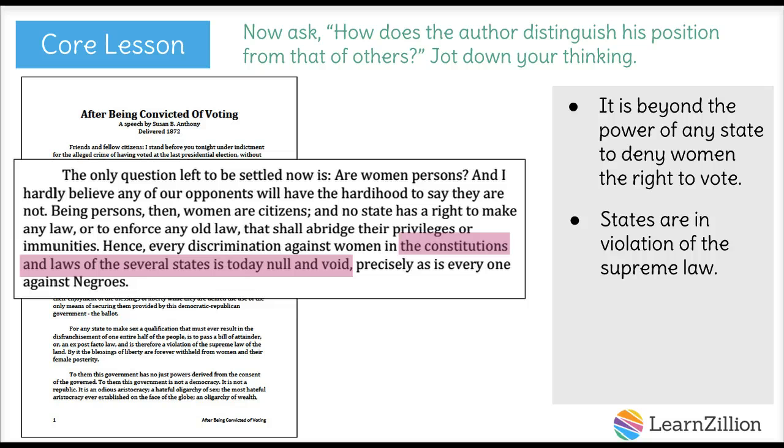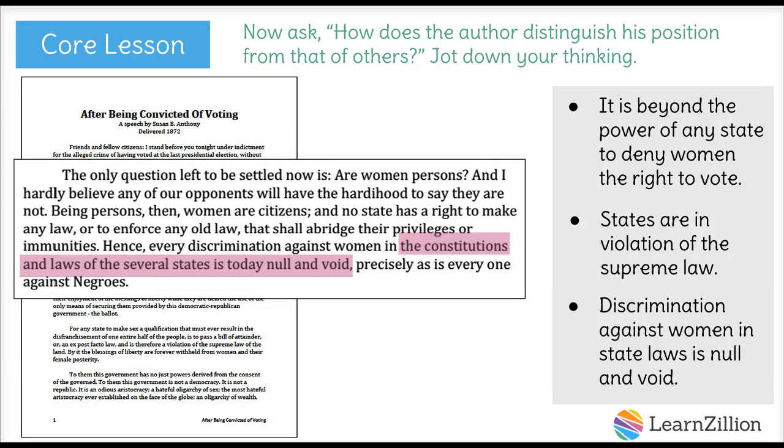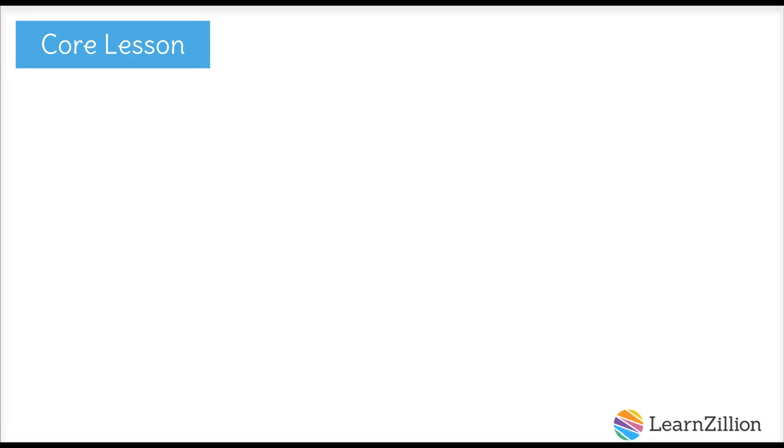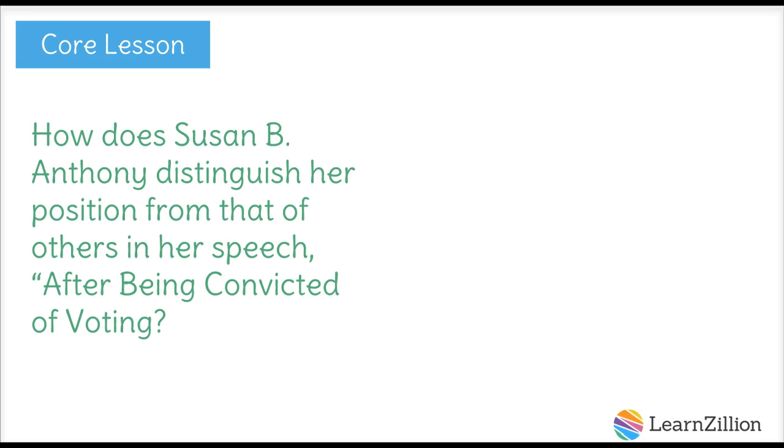By declaring laws null and void, Anthony is clearly stating her position is opposed to others. Let's jot this final idea down on our notes. Now I need to tackle the focus question. How does Anthony distinguish her position from that of others? I can go back to my notes to help me answer this question. We have the author's purpose, what others believe, and evidence of how Anthony distinguishes her position from that of others. I will use all these pieces in my final answer.